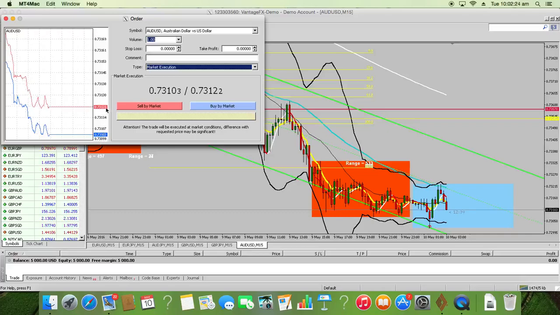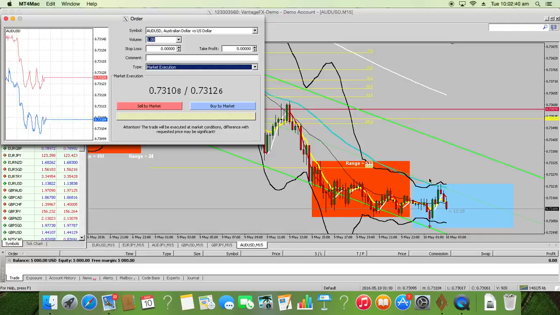Notice this is 3122. This is 3103. Okay, that is like a one. It keeps changing. It's probably about a 1 point something pip difference. That is the spread. Okay, so sometimes when you're executing a trade and the spread is too large, you'd probably say you don't want to take that trade.